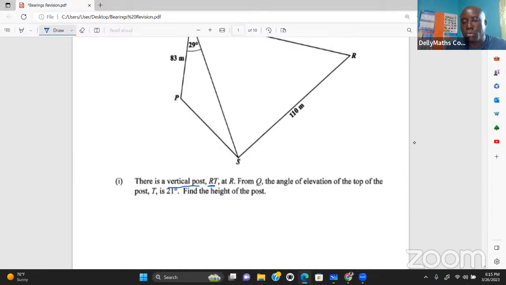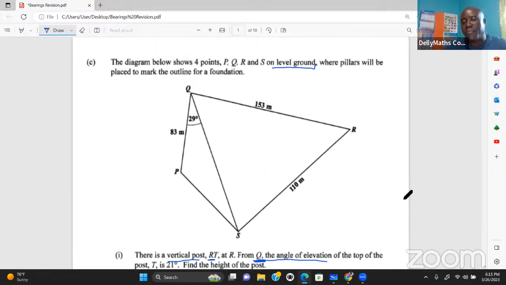They said from Q, and this is very important, angle of elevation. So now you have to think. Let us say this is the point Q and this is the point R, so there's a line from Q to R. Then they erect a post, so this is T up here. They gave us more information: the angle of elevation from Q to T is 21.